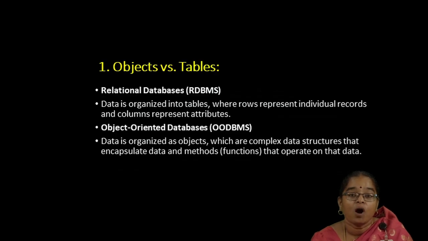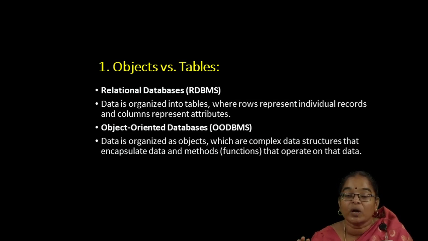And the next one, objects versus tables. In a relational database management system, the data is stored in the form of tables. With the help of queries, the data can be retrieved, and we can present the data in the form of forms and reports. It is possible, but in OODBMS, it is a pictorial representation only. By using a structured approach, the entire program is shown in a graphical manner. So this is the difference between RDBMS and OODBMS.